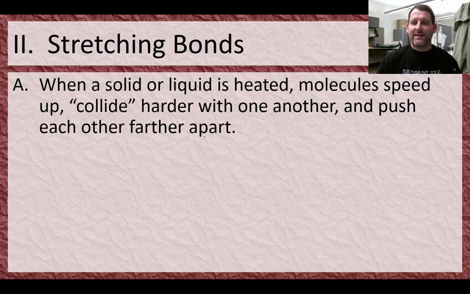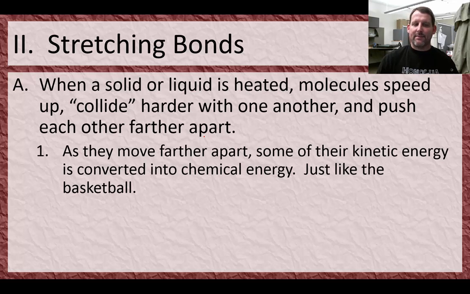Now, when a solid or liquid is heated, the molecules speed up. In the solid, they collide harder with each other and push each other farther apart. Now, the consequence of this pushing each other farther apart is that some of their kinetic energy is being converted into chemical energy. So as they go apart from each other, they slow down because they're attracted to each other. So they're being slowed down. And that energy is stored, just like before with the basketball, where it was stored as gravitational energy, except this time it stores something we call chemical energy. It's the energy in the bond between two things.